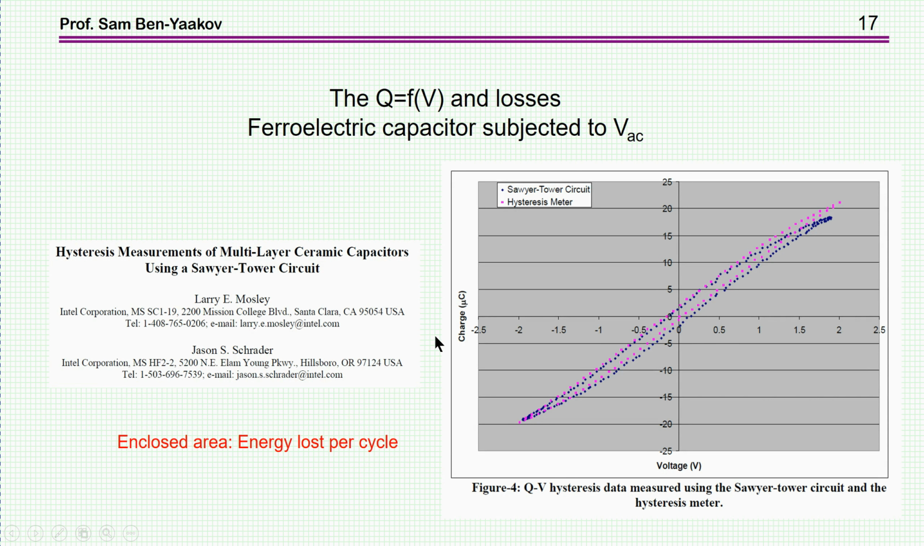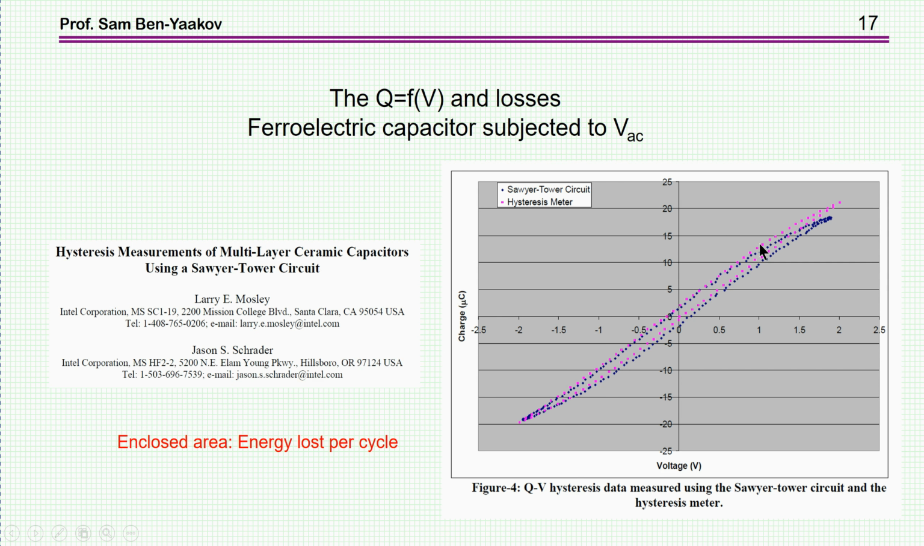Let me move now to another issue, which is hysteresis. Now, it has been shown in this paper, hysteresis measurements of multi-layer ceramic capacitor using the Sawyer-Tower circuit. Let's not worry about the Sawyer-Tower circuit, which is a method of measurement. Let's just look at the output. And the output, again, is charge and voltage. Now, in this case, however, there is a continuous excitation of an AC voltage. The voltage here is plus minus about 2 volts, and this is the charge that is being measured.